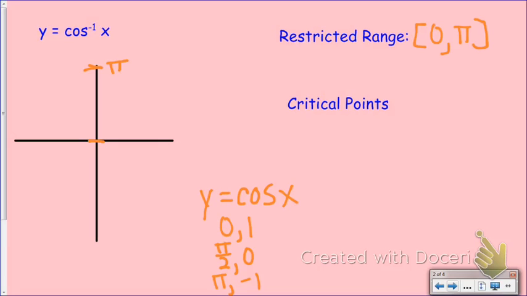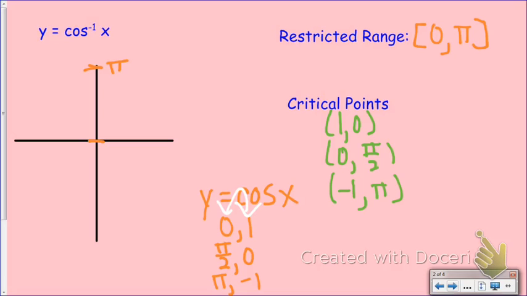So when I go ahead and flip these, those are going to be my inverse values. All I'm going to do is switch my x and my y's, and make those points on my graph. So the critical points I'm going to be plotting here, instead of 0, 1, I'm going to be plotting the point 1, 0. Instead of pi over 2, 0, I'm going to do 0, pi over 2. And I'm going to plot the point negative 1, pi.